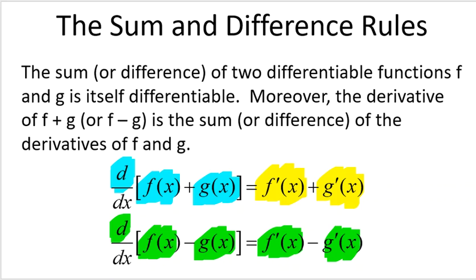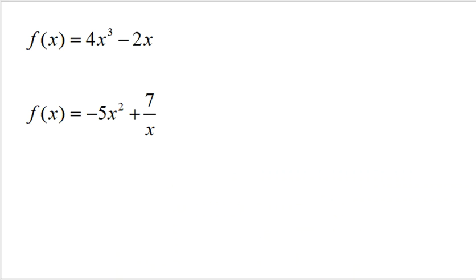But what's actually even easier is how I'm going to apply these rules. All right, so here are 2 examples. Check this first example out. I have a power function, 4x cubed, minus another power function, 2x to the first. So to find the derivative, all I have to do is find the derivative of each part. I mean, it's that easy.